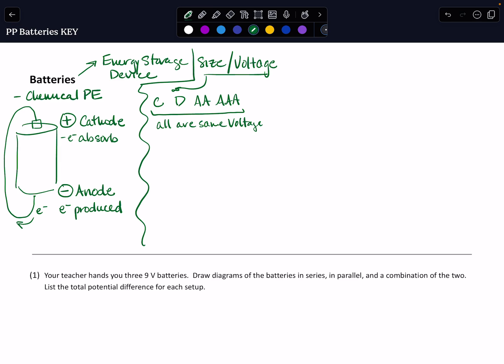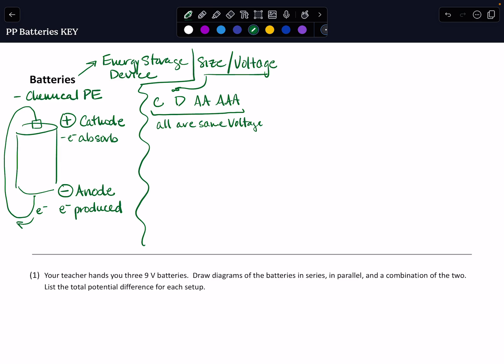Remember, potential difference is defined as the push for an electron current. It's the reason that the electrons flow in a particular direction. There's a positive end, that's the cathode of the battery, and a negative end, which is the anode of the battery. And the difference in charge between those two ends is what causes the electrons to start moving through our circuit. So it doesn't really matter how big a battery is. If the voltage is the same, then they're going to be able to move the electrons in the same way.